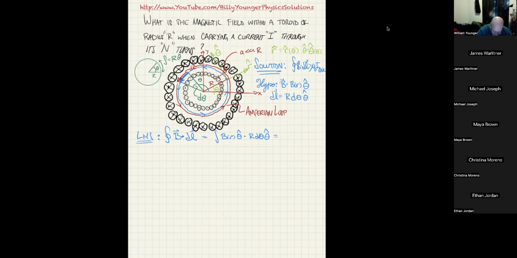Well, as I showed you, the path is actually a circle of radius r. So the B is going to become B of capital R. The R is in fact a constant that comes out in front. And then I get the integral of d theta times theta hat dot theta hat, which of course is 1. And this is integrated from theta equals 0 to 2 pi. So finally, I get 2 pi r times B of R. Any questions on that?